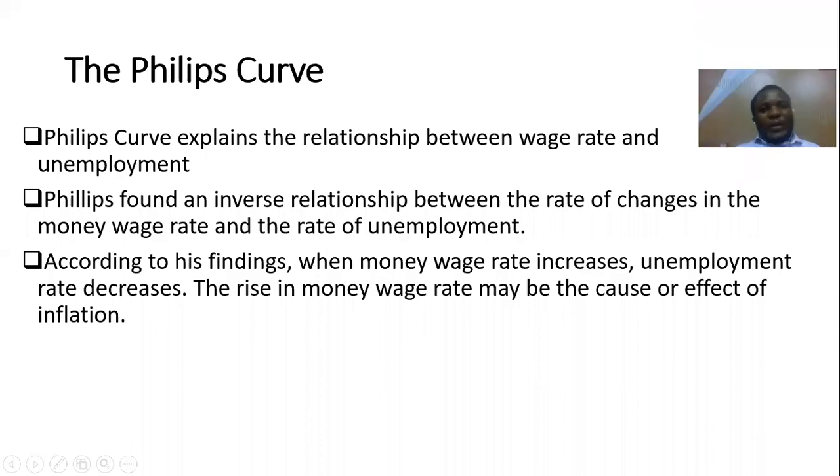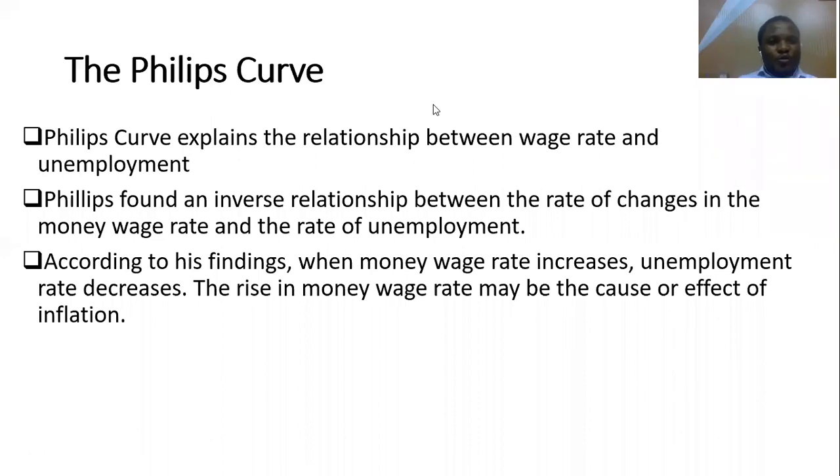All right. So for the Phillips curve, Phillips tried to provide a relationship between wage rates and unemployment. That's what Phillips did. So what Phillips did was very simple. He took the wage rate for the US economy for a period.